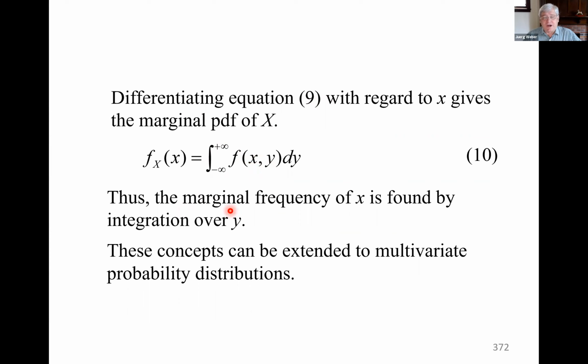So the marginal frequency, or the marginal probability density of x, you get by integration over y. So integration goes here over y. And those concepts can be extended naturally into 3, 4, 5 and more random variables. So you can also deal with higher dimension probability distribution functions that have more than 2 random variables.